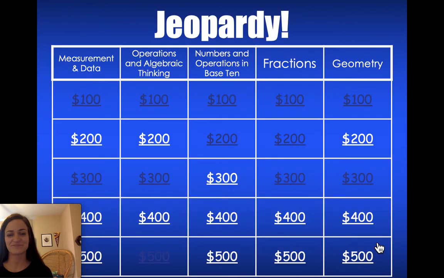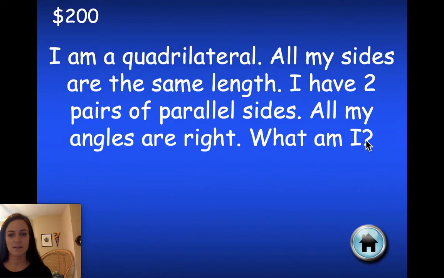Okay. All right, let's go pick another category. Let's do geometry for 200. All right, I am a quadrilateral. All of my sides are the same length. I have 2 pairs of parallel sides. Okay, all my angles are right. So all of the angles like this. What am I? Okay, pause the video. We just learned this recently. Write down your answer. And then go ahead and click play to see if you got the answer right. Go.